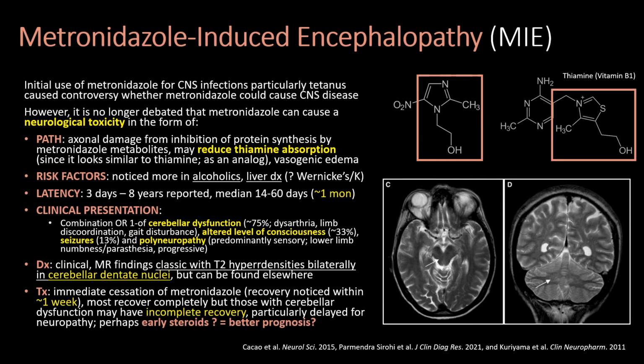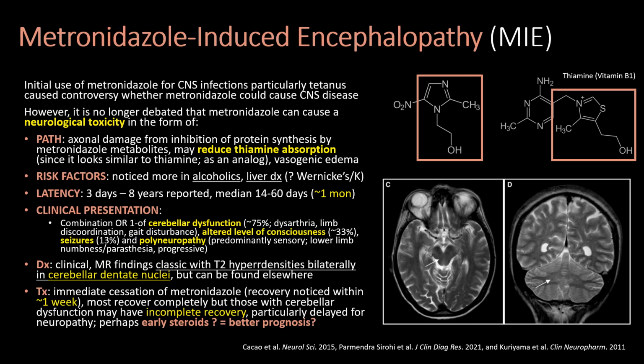Indeed, alcohol abuse and cirrhosis have been identified as risk factors for MIE. Metronidazole metabolites in an anaerobic environment have also been thought to cause direct axonal damage and swelling, leading to these neurotoxic features as well. Some form of MIE has been reported as early as 3 days after initiation and as late as 8 years. From my search, most cases hover around an onset of 30 to 40 days post-metronidazole start.